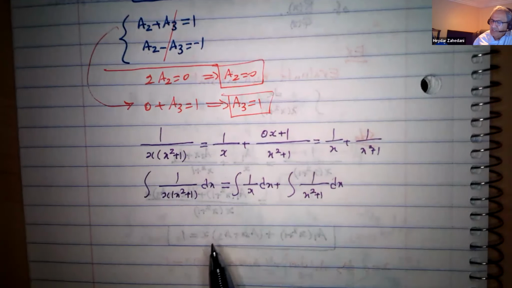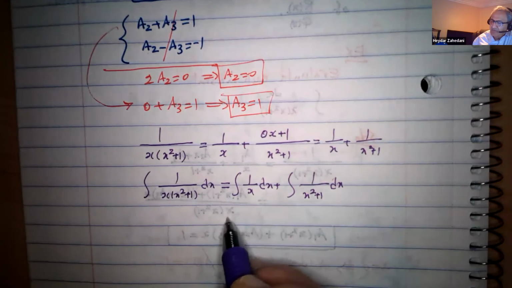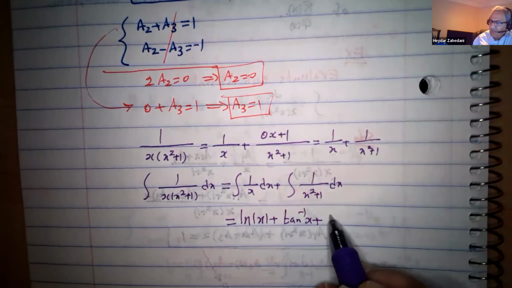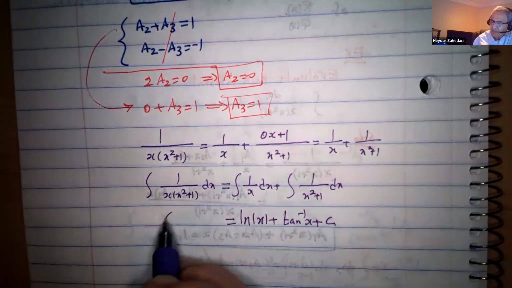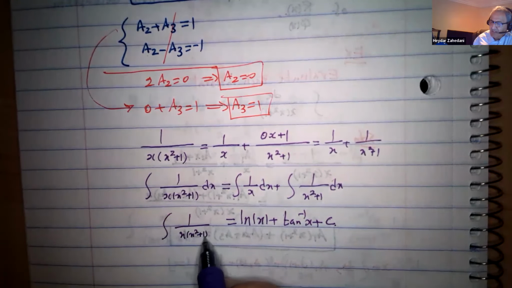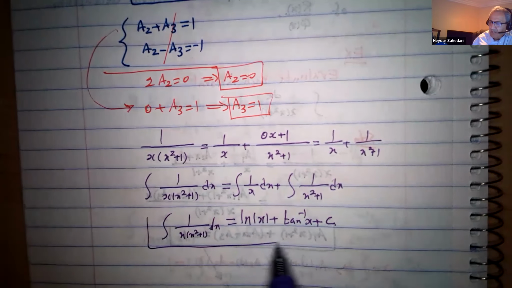Now we are ready to integrate. The first one would be ln x, and of course the second one is tan inverse of x plus c. So that would be the given integral.